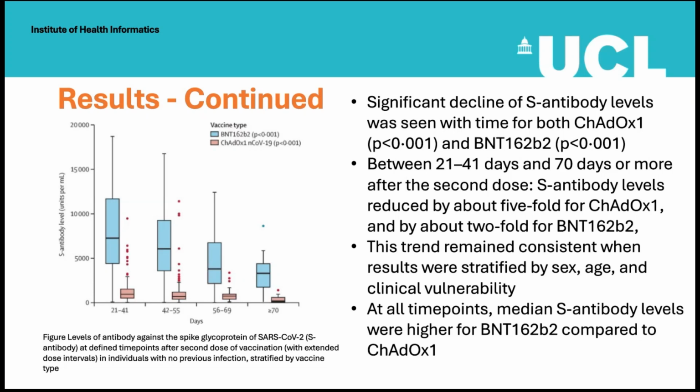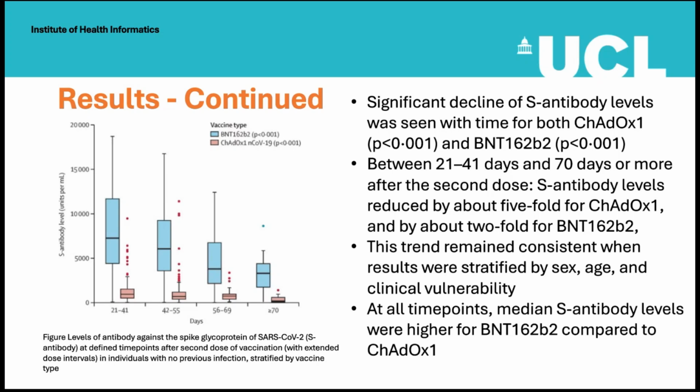So even though people may have had different responses overall, for example, the immune system tends to respond a little bit more intensely in people who are assigned female at birth compared to people who are assigned male at birth, the same trends of waning and vaccine response to the two types were consistent across all groups.